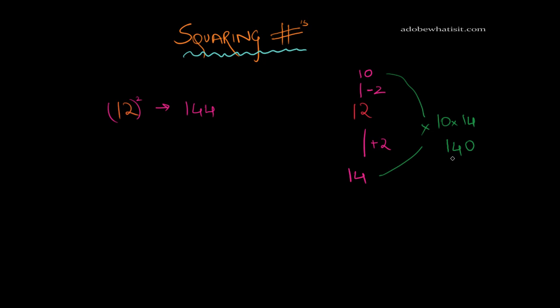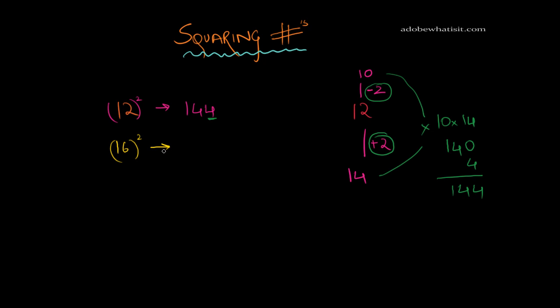But wait, are we done yet? No, we are 4 behind. And what is 4 in this case? It's just the distance we went up or down, squared, and that's 4, so we get 144. Let me do another example if I've confused you. I think examples will make it more sensible.